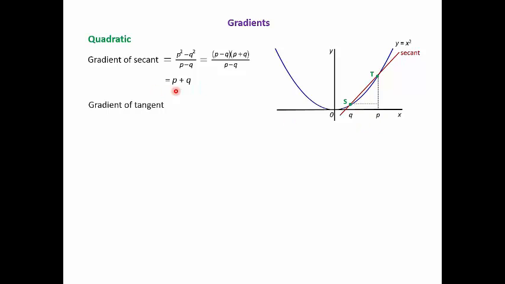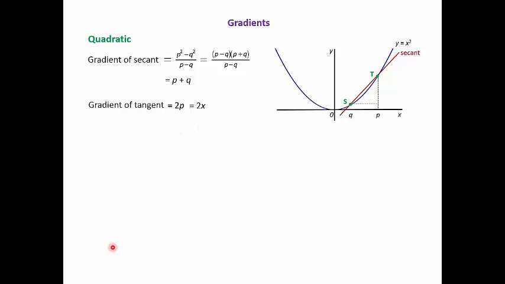And so for our equation of the secant, we're simply going to put q equal to p, and we get the gradient of a tangent is 2p, p plus p. Or, because p is just an x-coordinate, we can give 2x. So this is a proof that the gradient of y equals x squared is 2x. You just double the x-coordinate to get the gradient at that point.